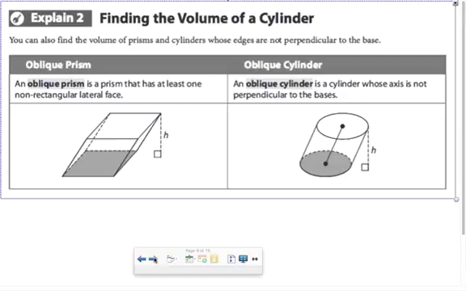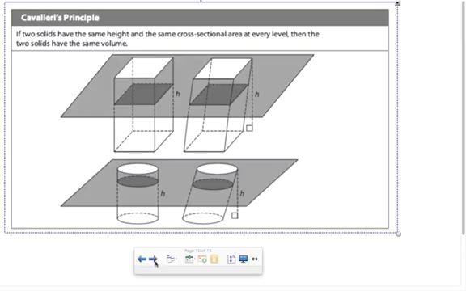We're also going to find the volume of oblique shapes. An oblique prism is basically a prism that is slanted. An oblique cylinder is, again, same idea. It's a cylinder that is slanted. Consider maybe the Tower of Pisa. So we have this principle that we use for finding the volume of an oblique prism or oblique cylinder. It tells us that as long as all of the cross sections are the same at every level and their heights are the same, then their volumes are the same.